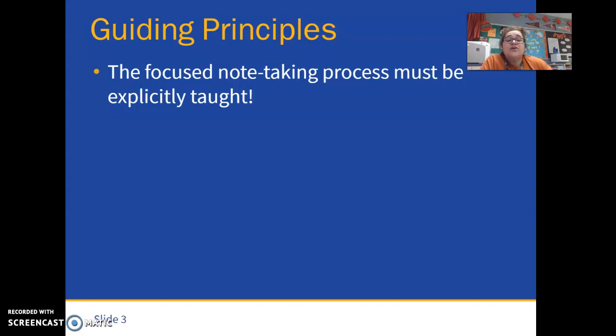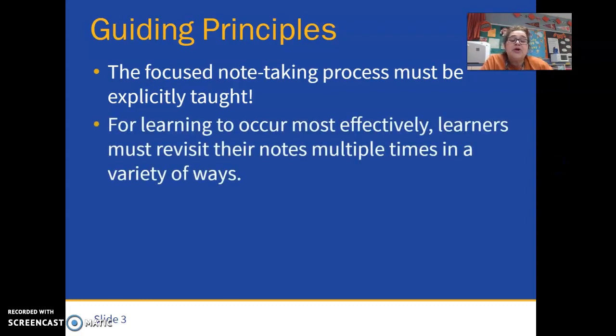The key that we want to focus on is, all right, I took notes. Now what? What next? Now, for learning to occur effectively, you must revisit your notes multiple times in different ways. Guys, you cannot be in class Monday, take notes on Monday, and then expect just because you wrote everything down Monday that you're going to be ready for the quiz on Friday. In all honesty, if you want to be effective, you have to look at those notes Monday when you took them. Look at those notes again on Tuesday. Look at those notes again on Wednesday and on Thursday before your test Friday.